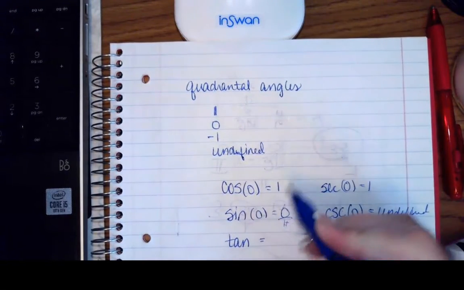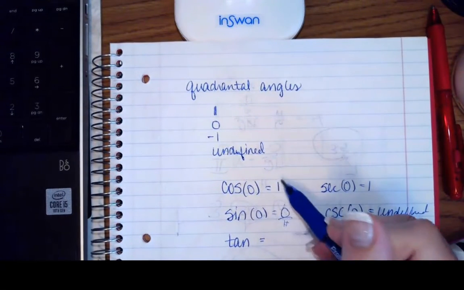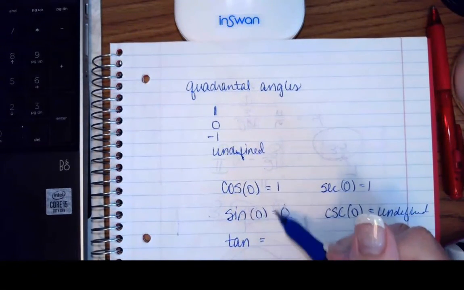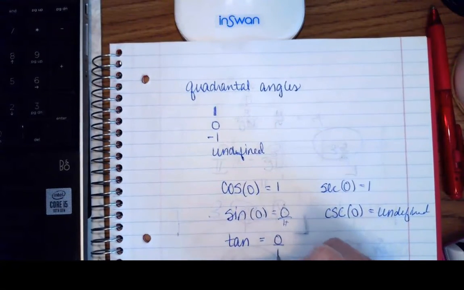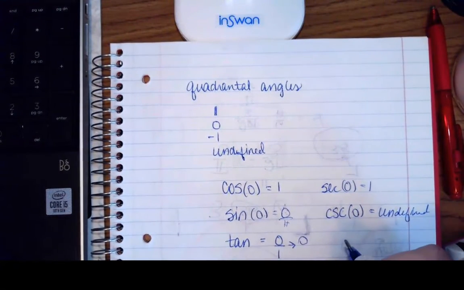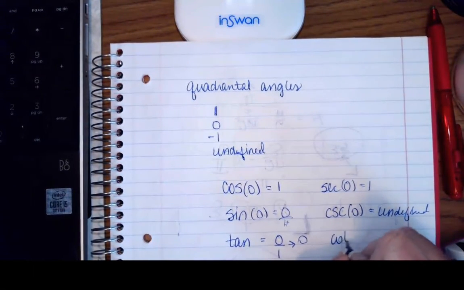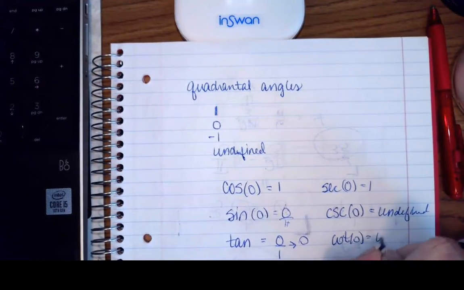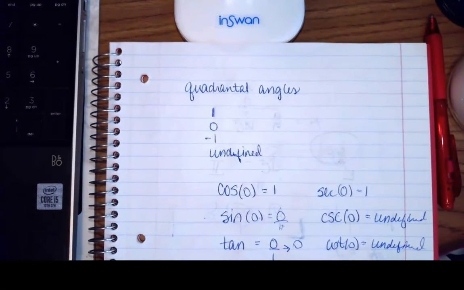All right, so finally, what do we have for tangent and cotangent? Well, tangent is the ratio of y to x. So y is 0 and x is 1. So tangent is 0. But then when you try and do the reciprocal of 0, you're going to find out that you're dividing by 0, which is undefined.